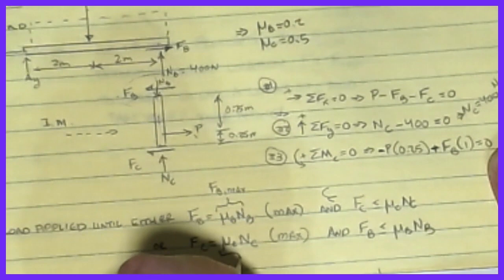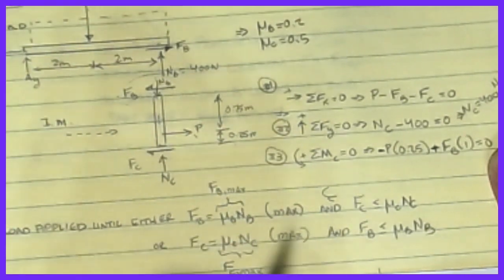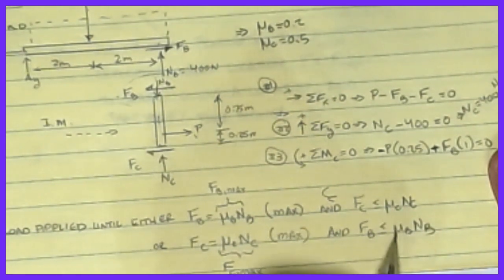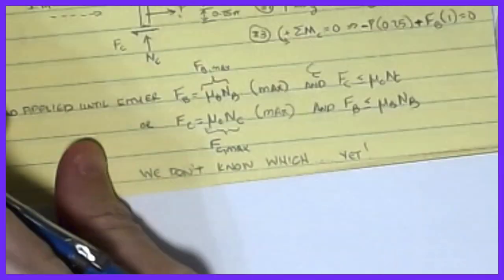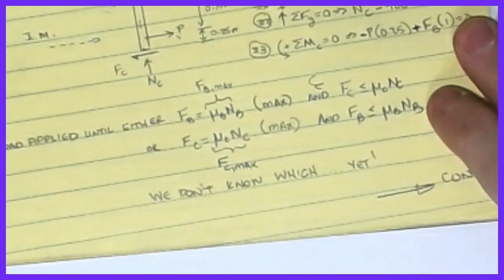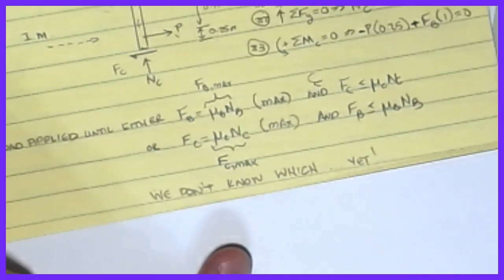So again, this is FC max. And that means FB is going to be less than or equal to mu B times NB, because I can't exceed this. If this ever exceeded that quantity, I would be back up in the first case. So one of these two cases has to be true. Now the problem is we don't know which, and so that's what we're going to work on next.